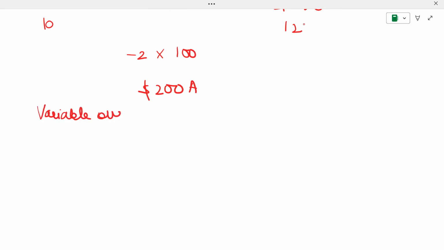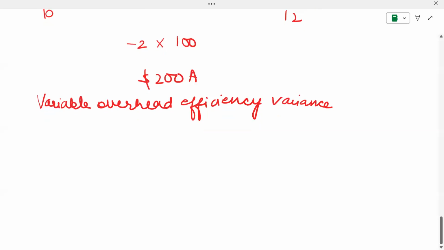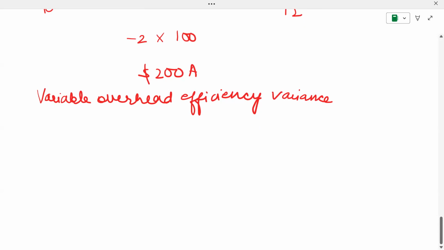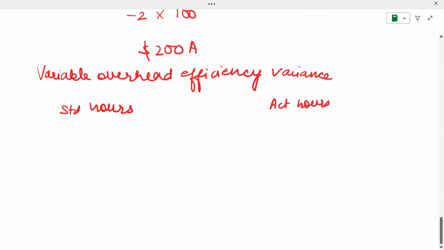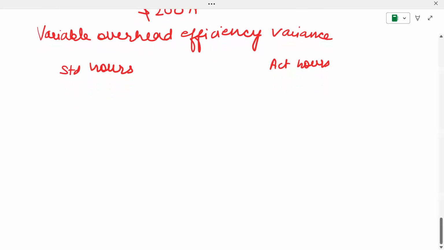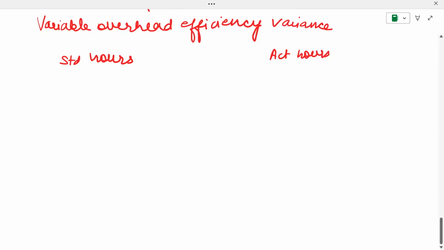Now let's talk about variable overhead efficiency variance. Now, when I talk about variable overhead efficiency, we are seeing how much have been the standard hours and how much have been the actual hours. And the difference between the two is something that we multiply with the standard variable overhead rate to find out how efficient we have been in spending the variable overheads.